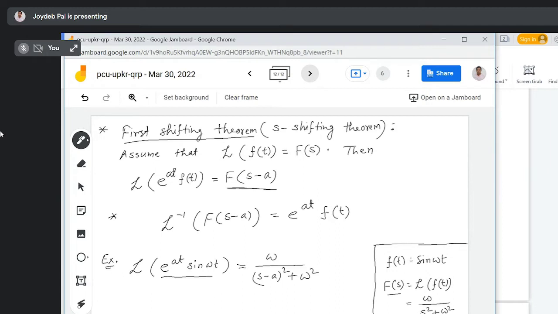Others, look how I have applied the S shifting theorem. Are you getting or not? Yes.